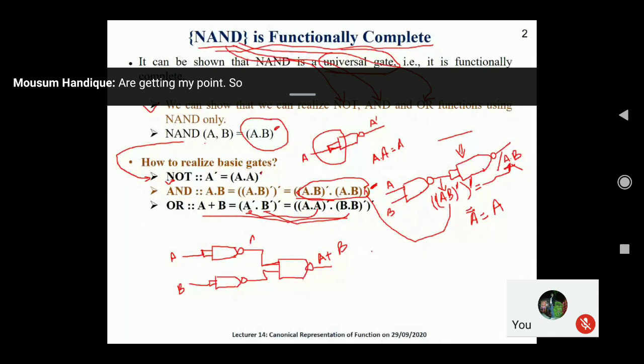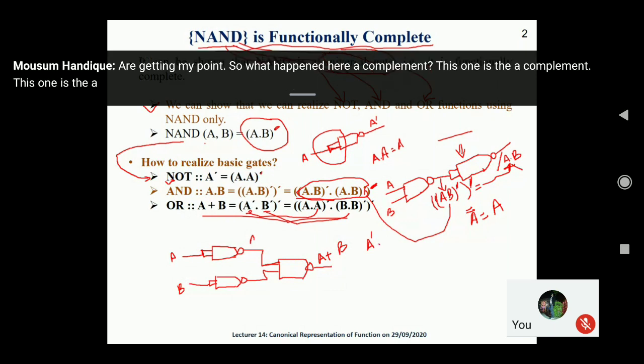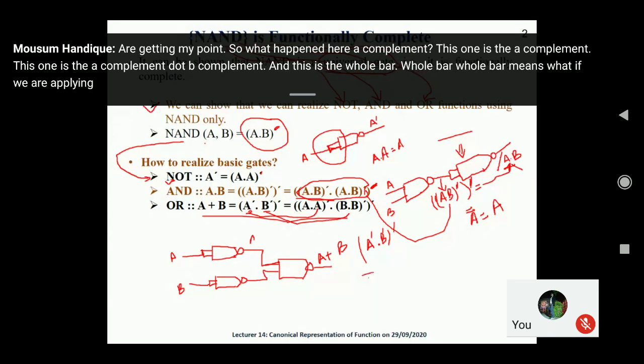So what happened? Here A complement, this one is the A complement. This one is the A complement dot B complement, and this is the whole bar. Whole bar means what? If we are applying De Morgan's theorem, at that time how can we simplify this particular expression?